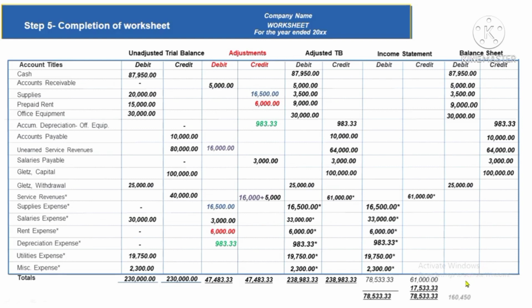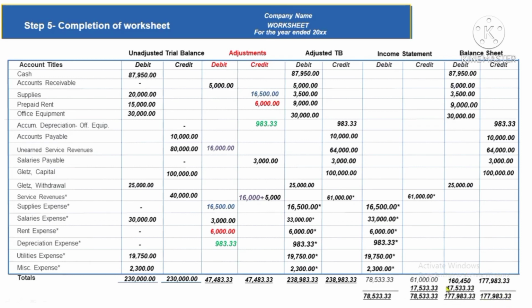Actually, the balance for the debits here is 160,450, while on the credit, we have 177,983.33, which is also off by 17,533.33. So you need to add that to the lower amount, and of course, they will both be balanced.